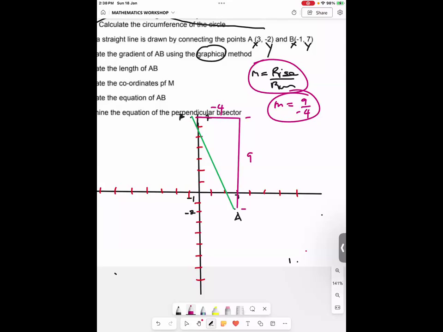All right? So that's it. That's how you get those marks right here. Sorry, this alone is 5 marks. All right? Or 4 marks maybe, give or take. So that is how you find the gradient of the line.